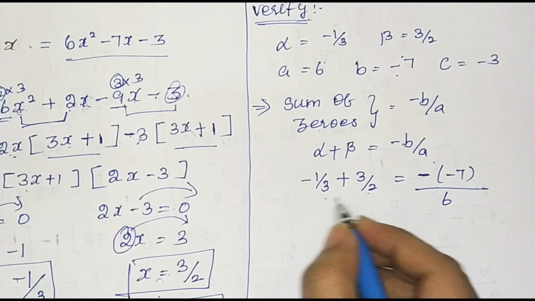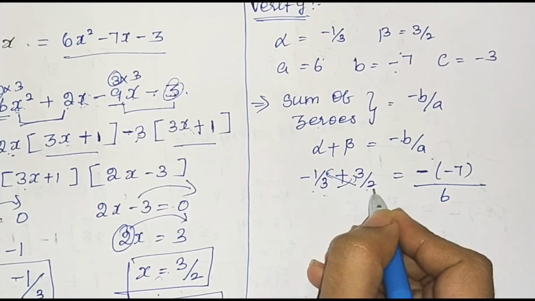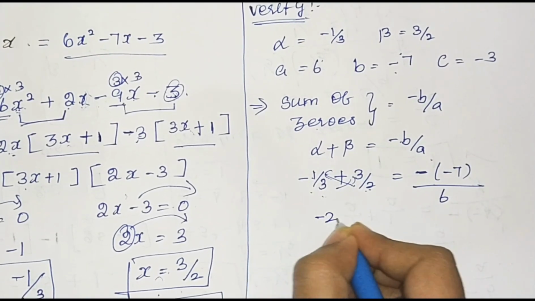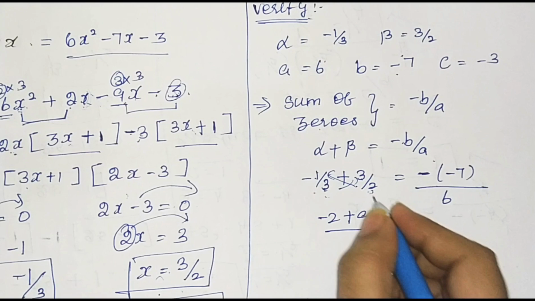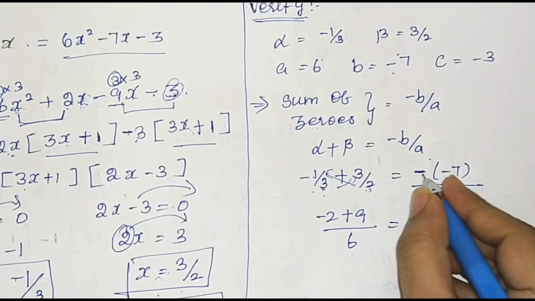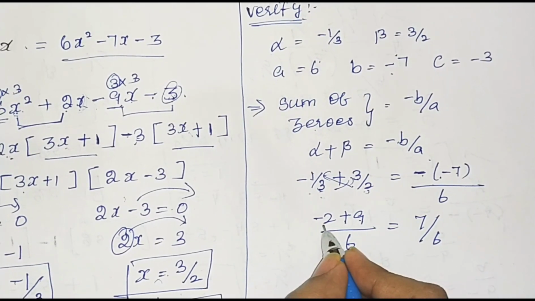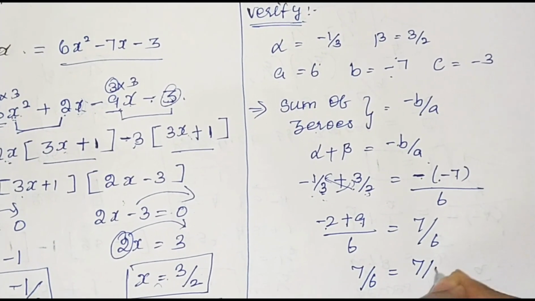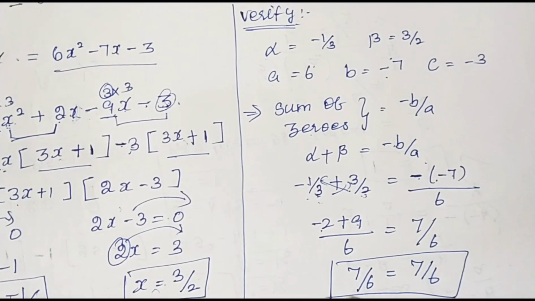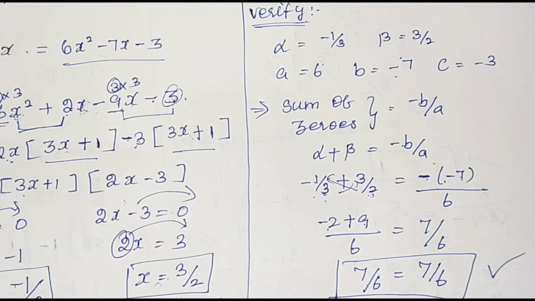Here the denominators are not the same, so you can take the LCM or cross multiply. 2 into minus 1 is minus 2, plus 3 threes are 9, the denominator 2 threes are 6. Here minus into minus is plus, 7 by 6. So 9 minus 2, you will get 7, the denominator is 6. So here also 7 by 6. So the sum of zeros, both sides are equal. We have verified.